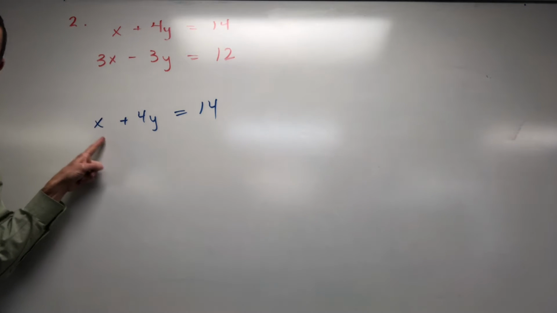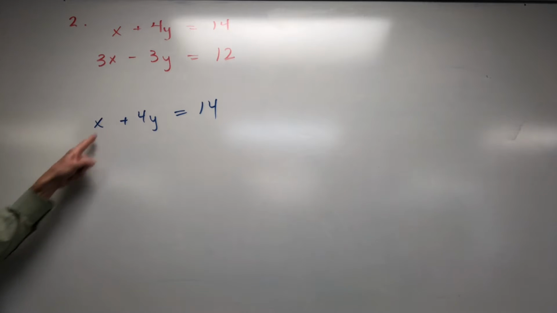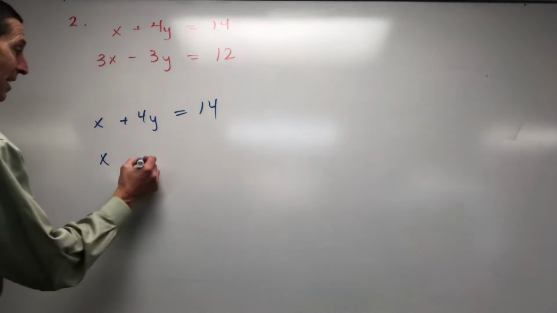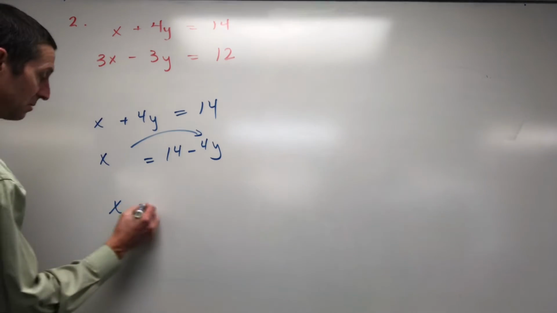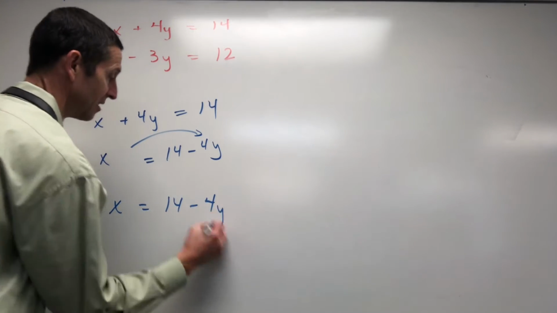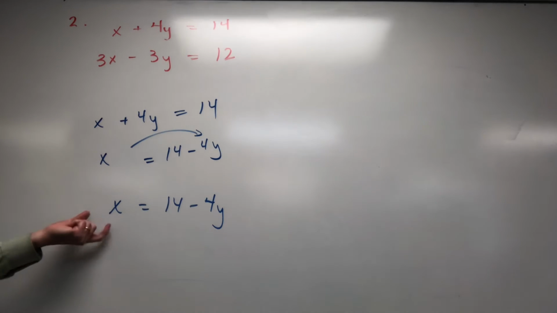So take this equation, x plus 4y equals 14. Solve for the easy letter. Get him all by himself. Move that 4y out of there. So now you've solved for this, you have 14 minus 4y, that's for x.